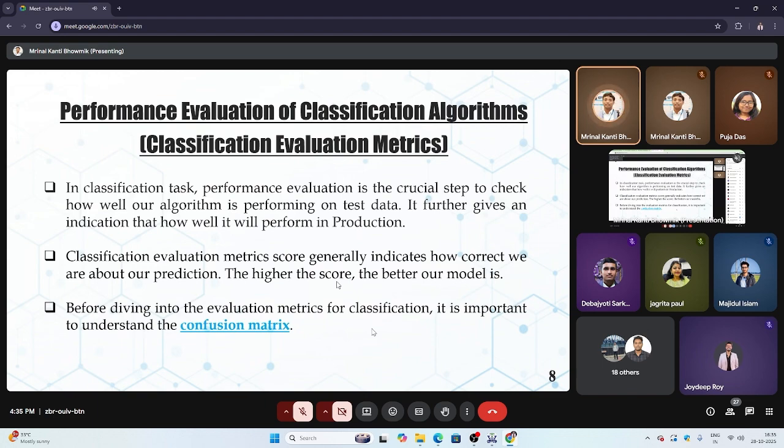Next is the performance evaluation of the classification algorithms. We also call it the classification evaluation matrix. In the case of a classification task, performance evaluation is one of the major steps to check how well our algorithm is performing on test data. Before going into the evaluation metrics for classification, it is important to understand what the confusion matrix actually is, and how we calculate the performance based on this confusion matrix.